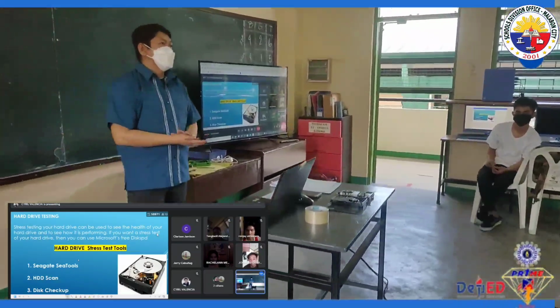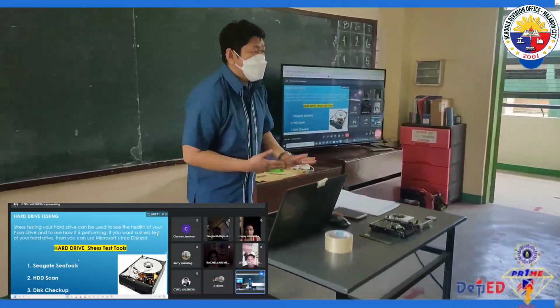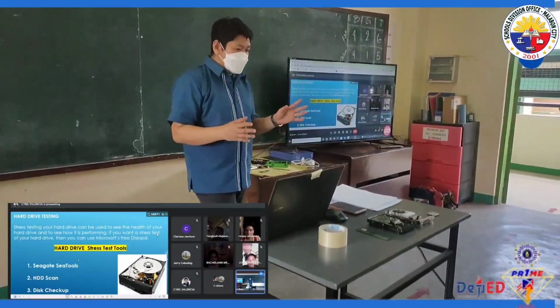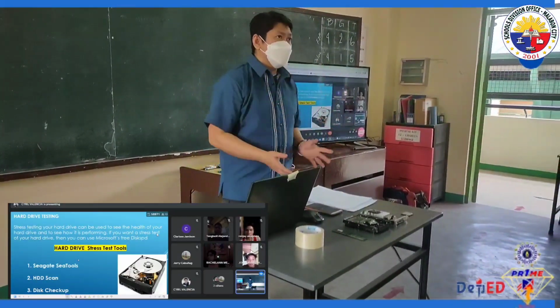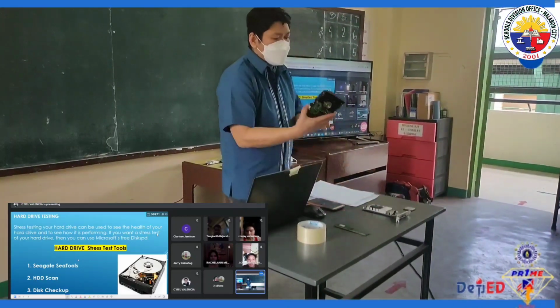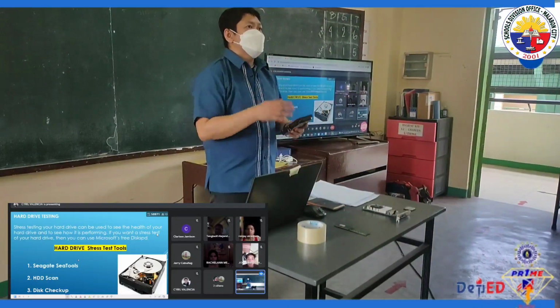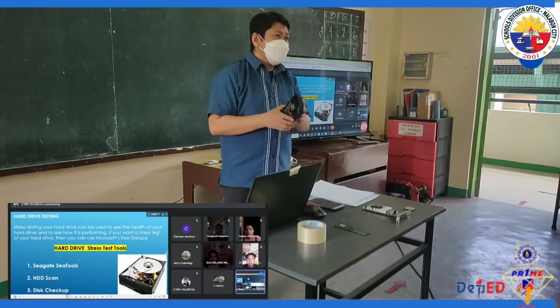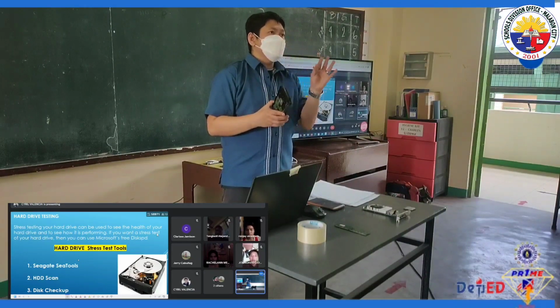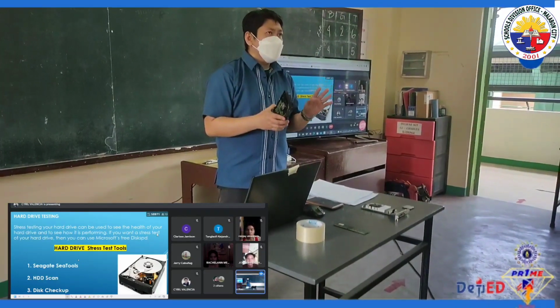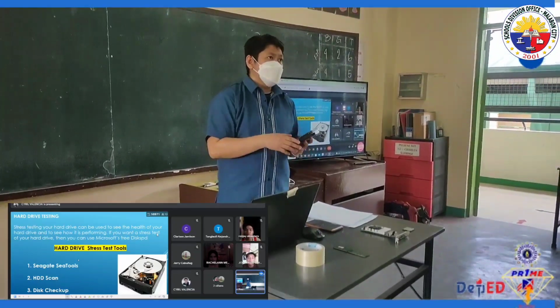Okay. So now, you are aware of those tools. So specifically, we have different kinds of computer hardware, and in every specific computer hardware, there is also a specific tool. Hindi pwedeng yung isang particular na application o tool ay gagamitin natin para sa iba.